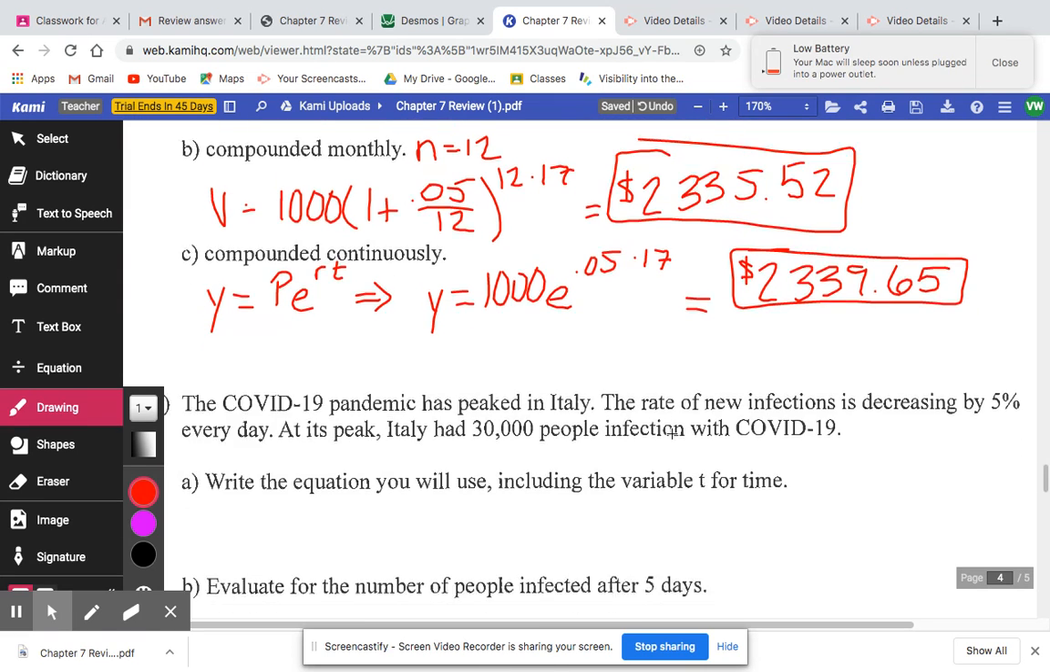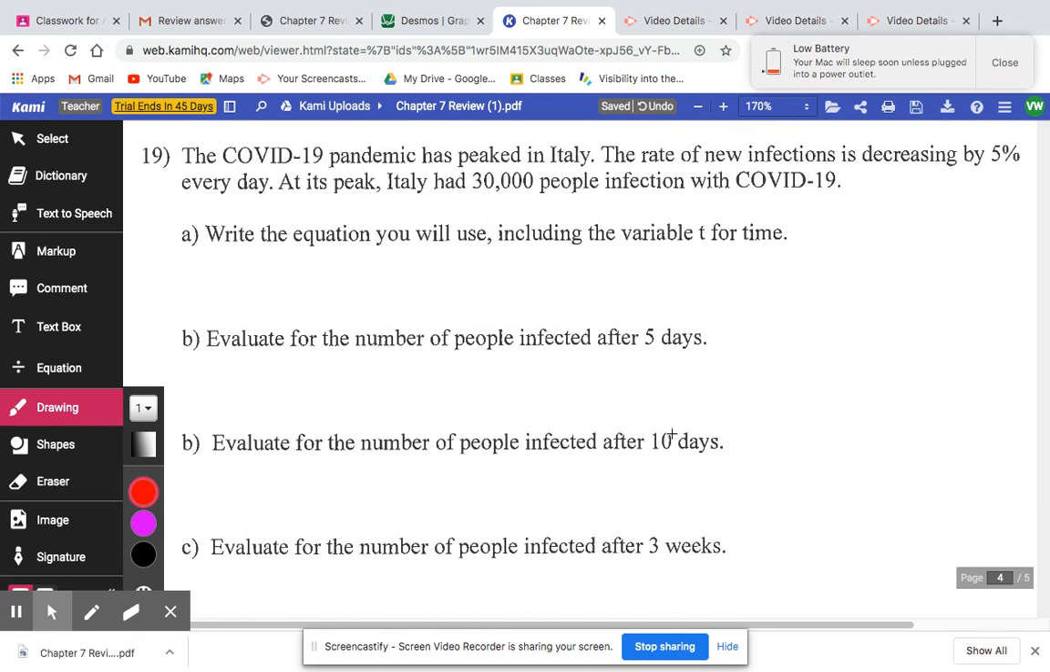Now we scroll down to number 19. The COVID-19 pandemic has peaked in Italy. The rate of new infections is decreasing by 5% every day. At its peak, Italy had 30,000 people infected with COVID-19. We want to write the equation we will use, including the variable t for time. So it's decreasing, so it's exponential decay.